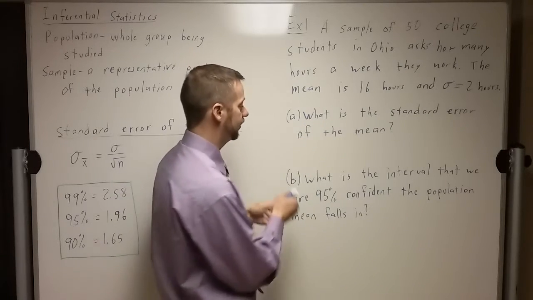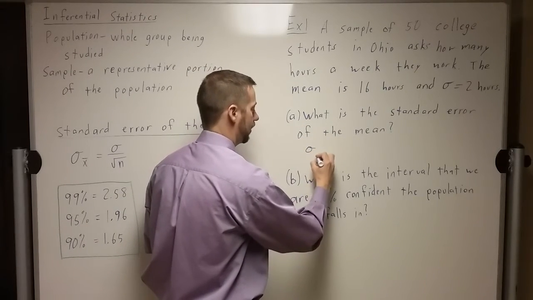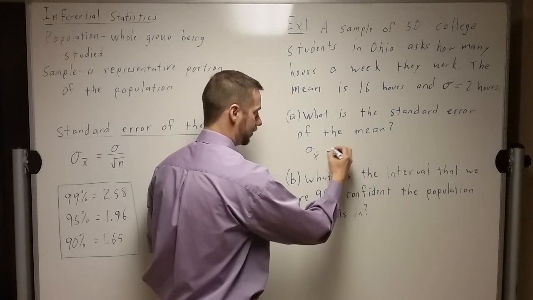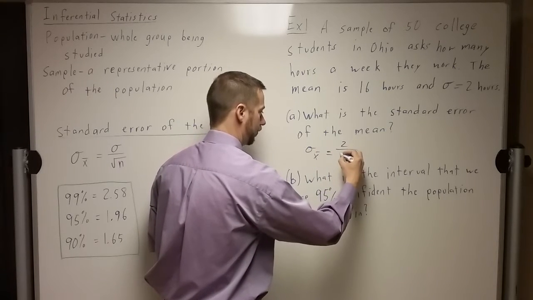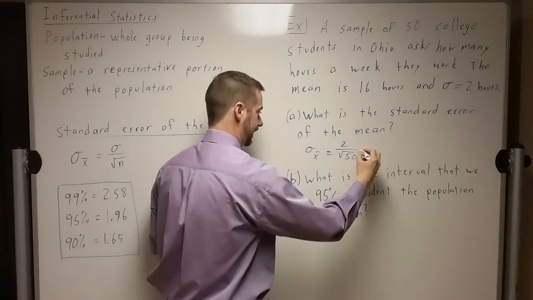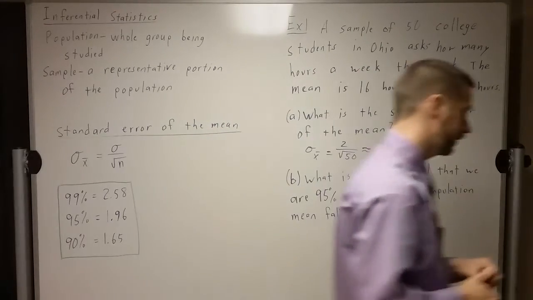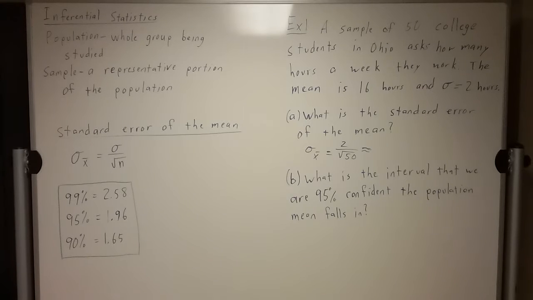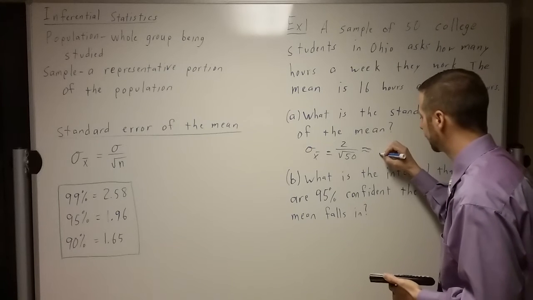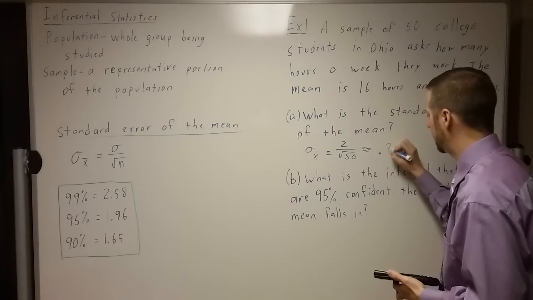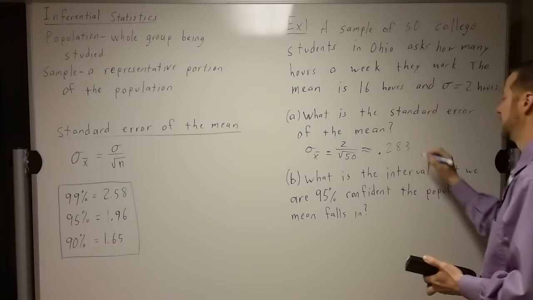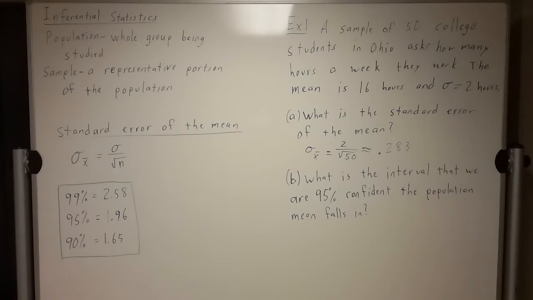The standard deviation is 2, so to find the standard error of the mean, we would want to do 2 over the square root of 50. Now, standard error often comes out to a fairly small number, and that's good. You don't want this error to be a huge number. And this comes out to about 0.283. So about 0.283 is our standard error of the mean.